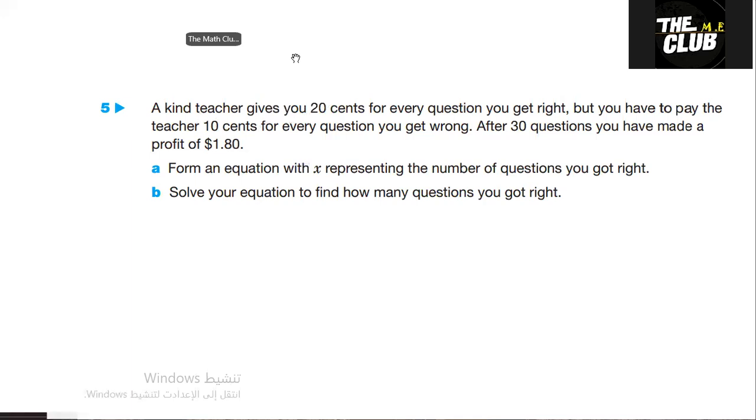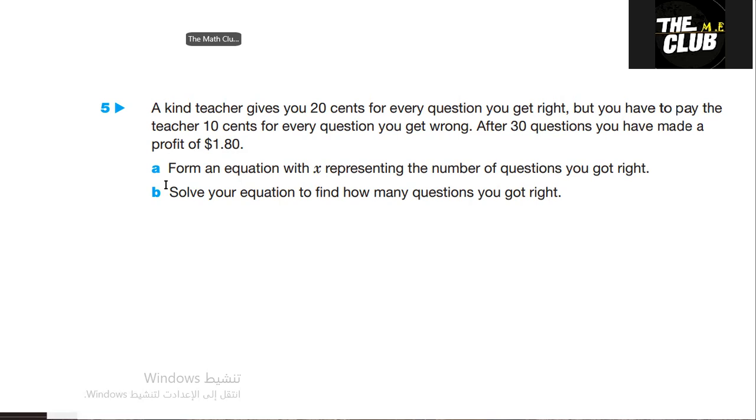A kind teacher gives you 20 cents for every question you get right. But you have to pay the teacher 10 cents for every question you get wrong. After 30 questions, focus on 30 questions, you have made a profit of 1.80, so $1.80. Form an equation with x representing the number of questions you got right. You need to write an equation for the questions you got right, and then solve your equation to find how many questions you got right.